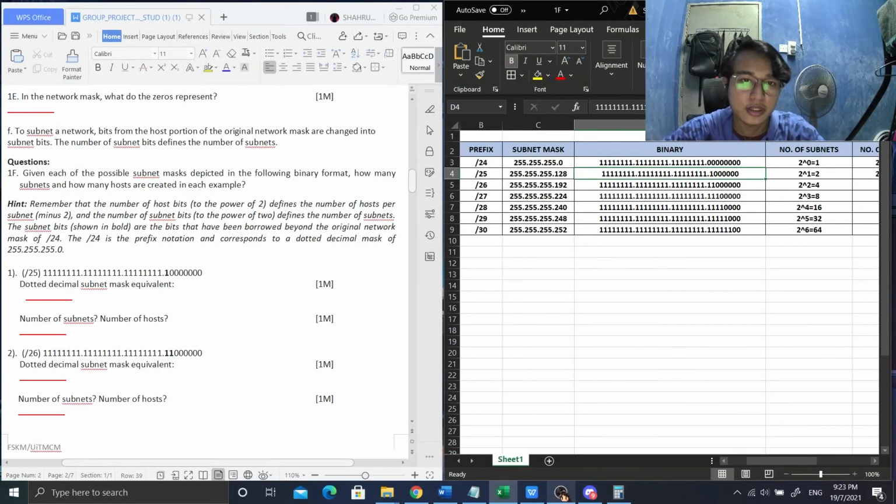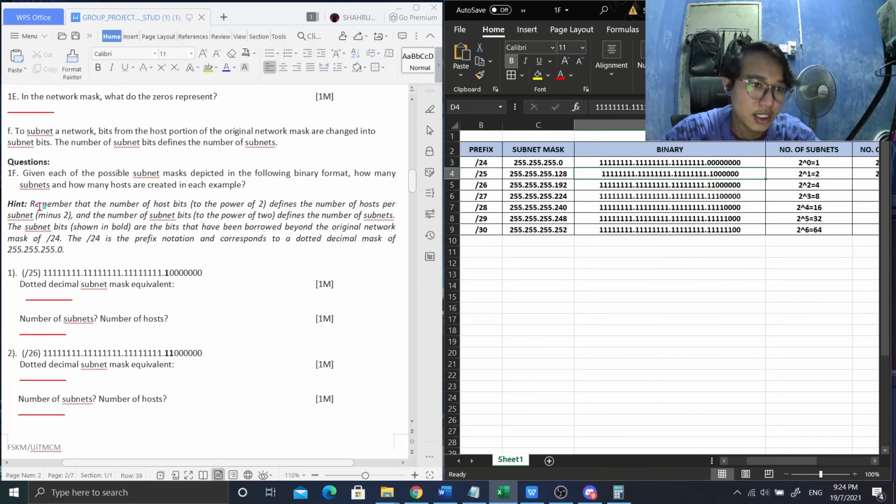Assalamualaikum and hello. Today I want to explain the answer to question 1F. Given each of the possible subnet masks depicted in the following binary formats, how many subnets and how many hosts are created in each example?